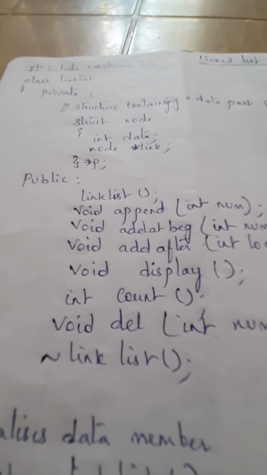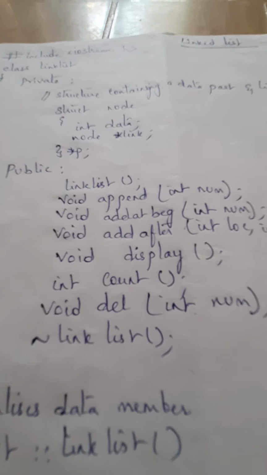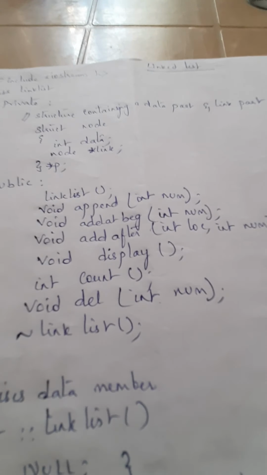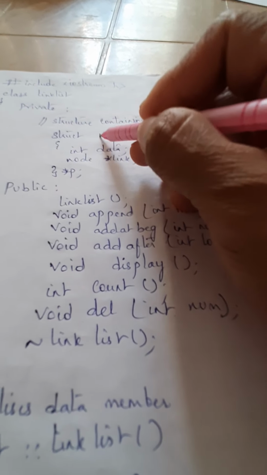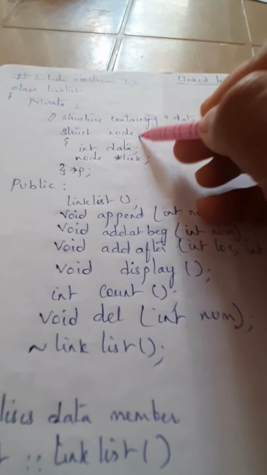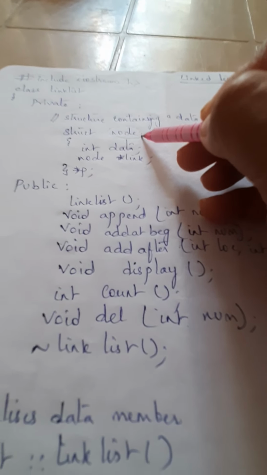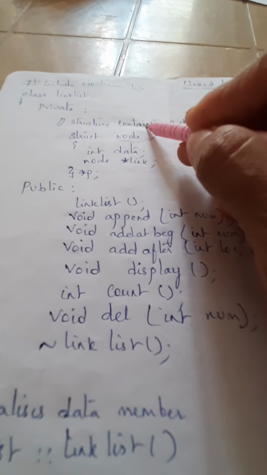Now here in the class linked list, in the private access specifier, I am taking a structure which contains a data part and a link part. So when you are creating the struct node, what is happening? The name of the structure that I am creating is of type node. Okay, so the name of the structure is node. As you have the class name as linked list, you have the name of the structure as node.